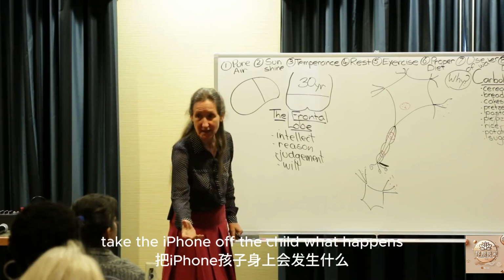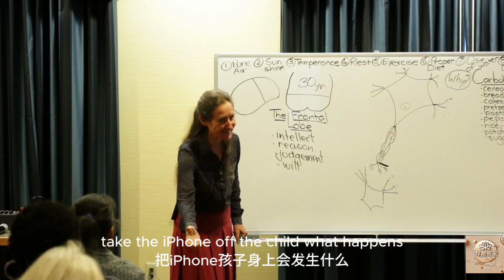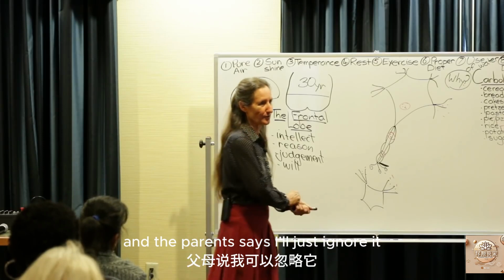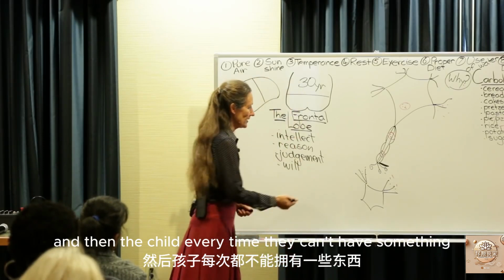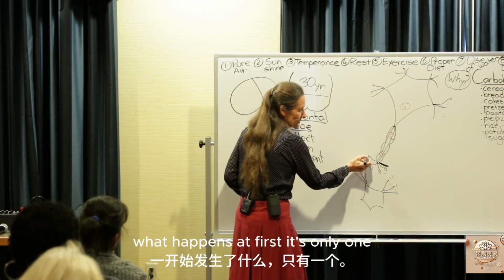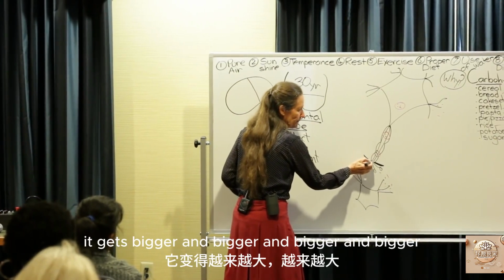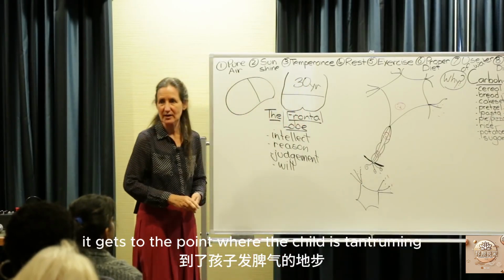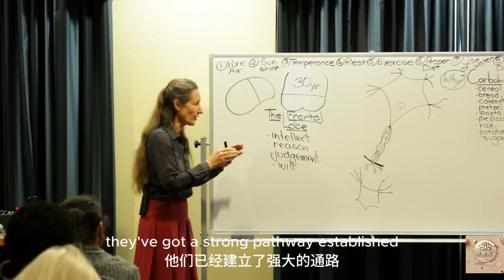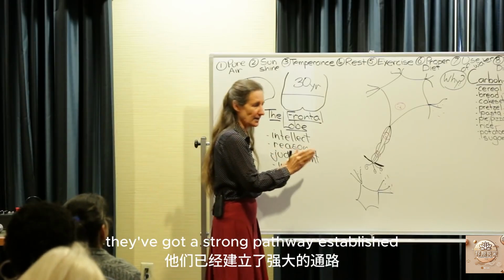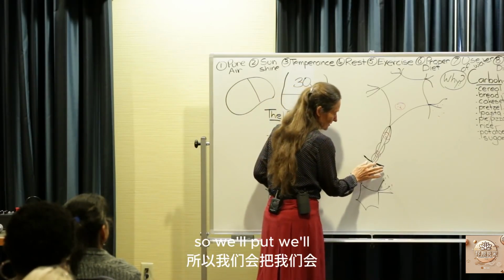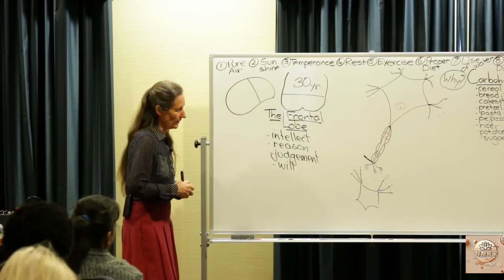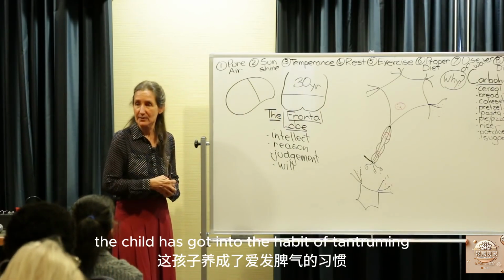And then when it's time to take the iPhone off the child, what happens? Then the tantrum. And the parent says, I'll just ignore it. And then the child, every time they can't have something, what happens? At first it's only one, it gets bigger and bigger and bigger. And then it gets to the point where the child is tantruming every time things don't go their way. They've got a strong pathway established. This is called the tantrum pathway. Basically, the child has got into the habit of tantruming.